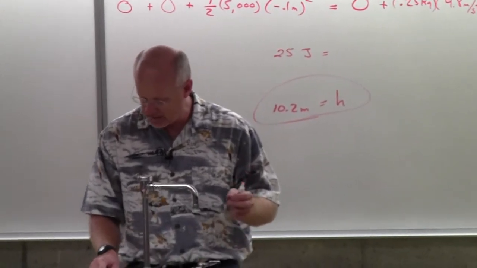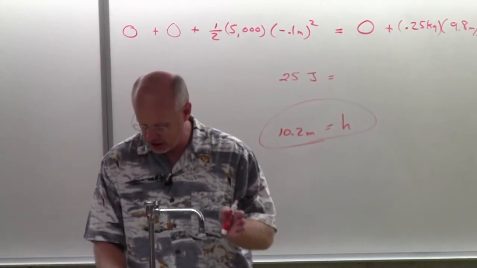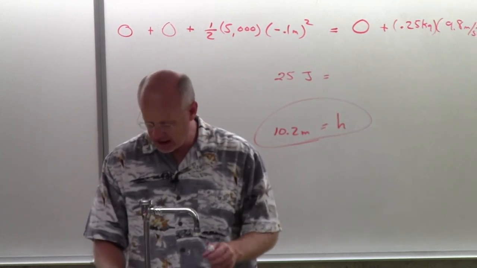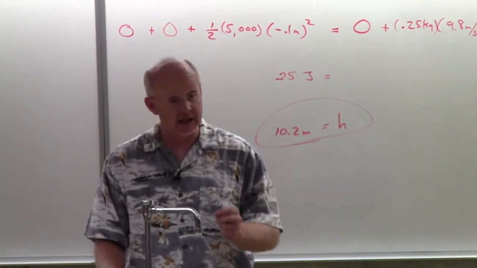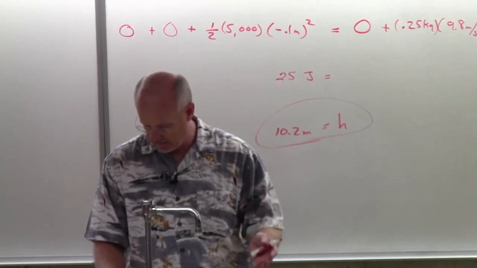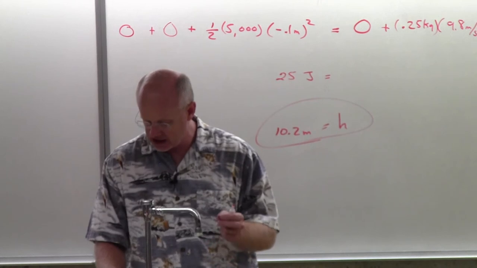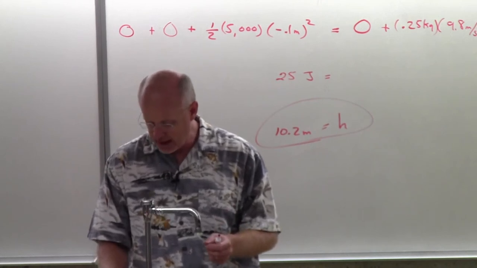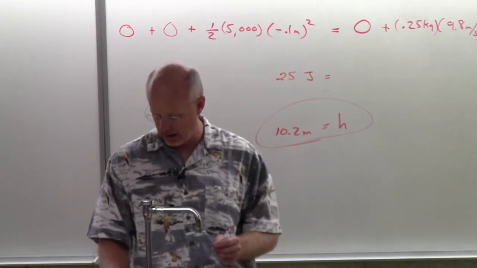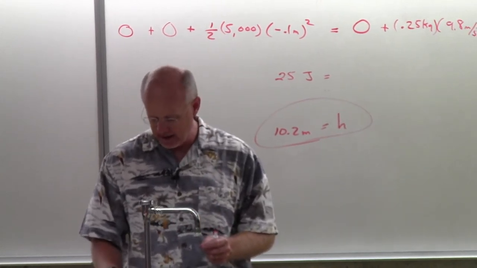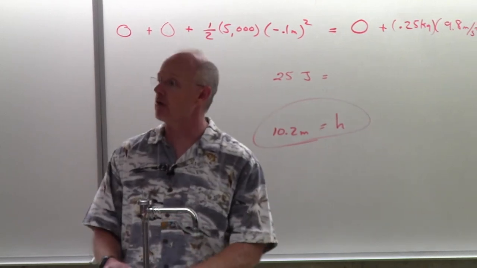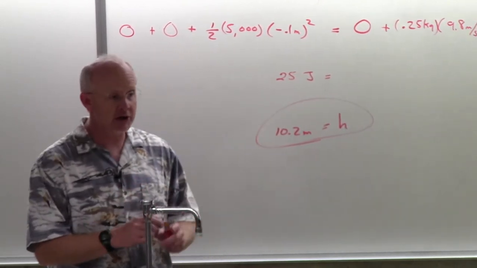Two objects connected by a light string passing over a light frictionless pulley, so no friction yet, shown in the figure. The object of 5 kilograms is released from rest. Using conservation of energy, A, determine the speed of the 3 kilogram object just as the 5 kilogram object hits the ground. And then B, find the maximum height to which the 3 kilogram object rises. So there's two parts to it.